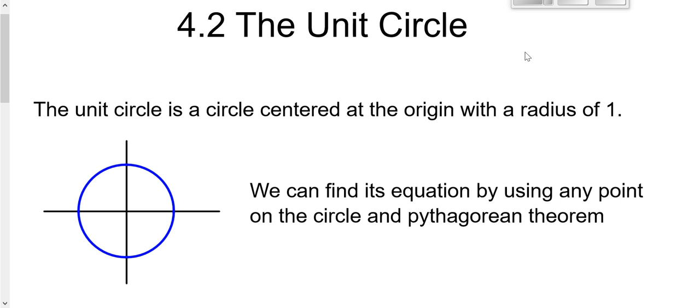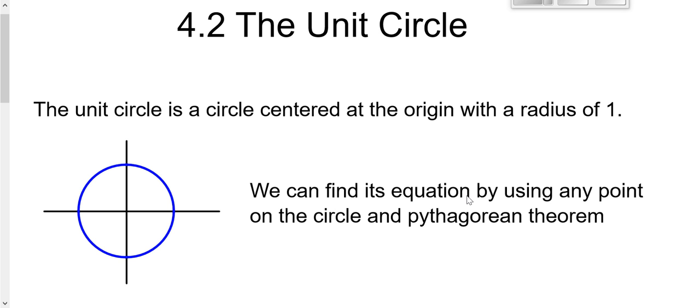So this is the second lesson in the trig unit. It's called the unit circle. As the name says, it is a circle centered at the origin with a radius of 1. Unit is 1, and then a circle. Alright, so before we go any further, let's have a look at this.